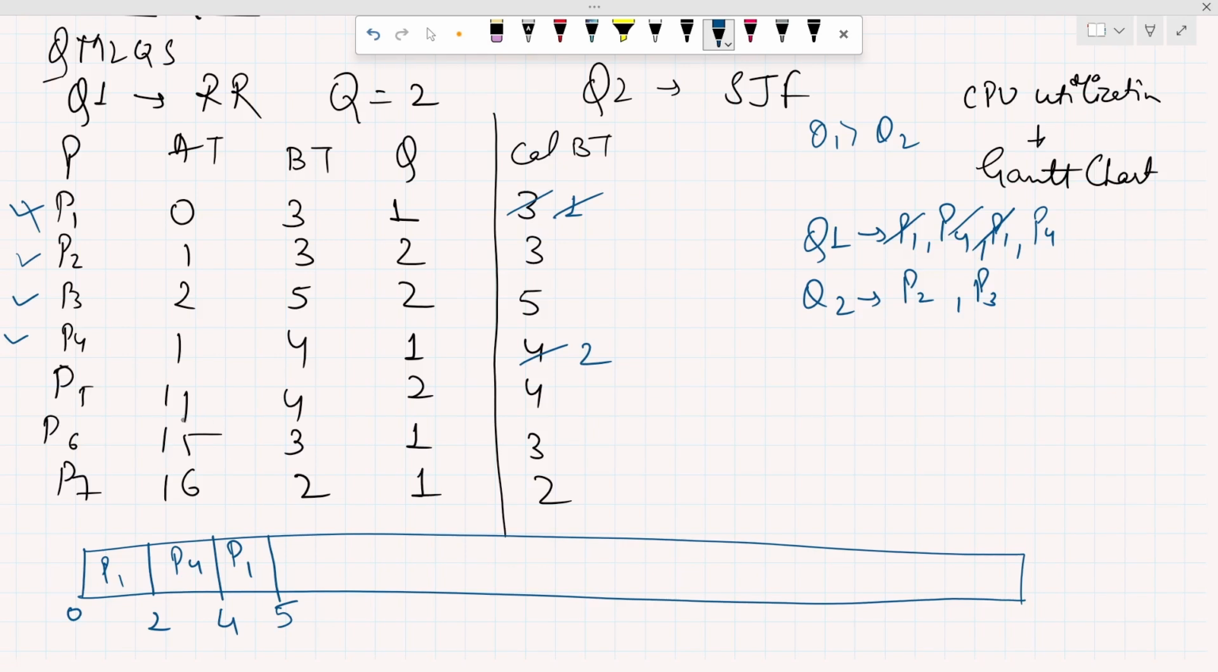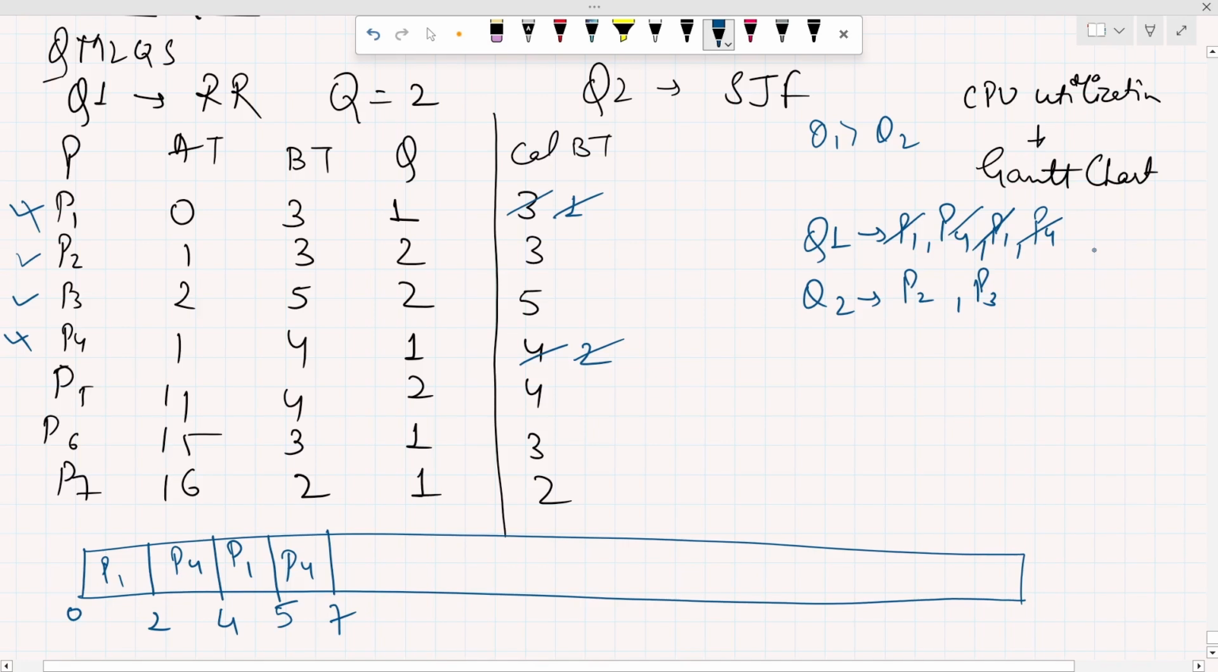Now at arrival time 5, we have to check whether a new process is available or not. The answer is no. The next process arrives at 11. So we check Q1, is there any process in Q1? The answer is yes, P4 is there. So P4 gets the CPU. What is the burst time for P4? 2, and the time quantum is also 2, meaning it can successfully complete. So 5 to 7, P4 process is now completed.